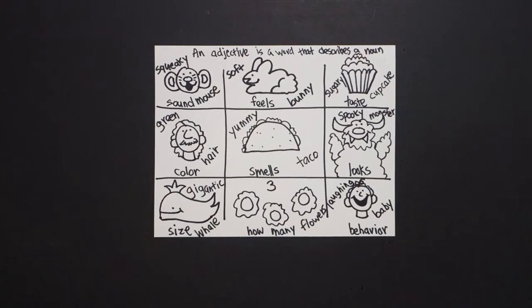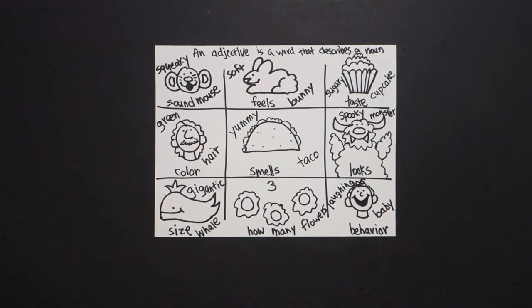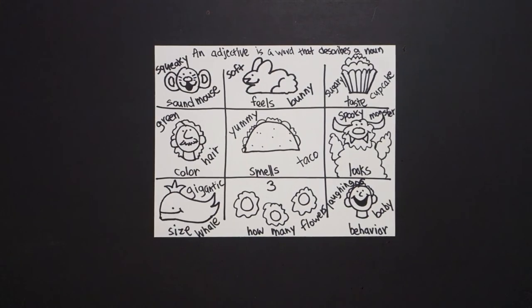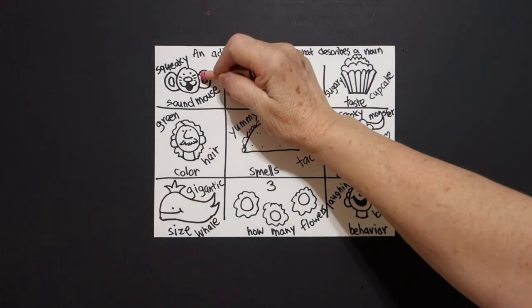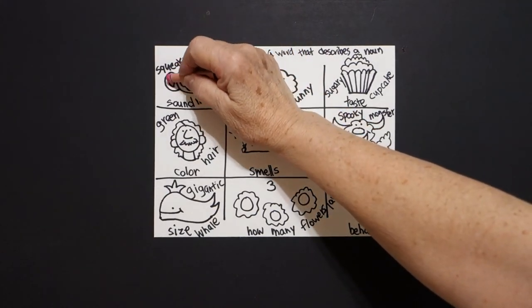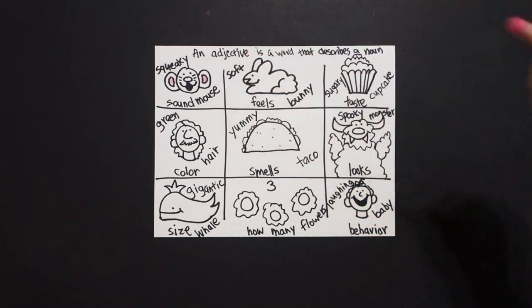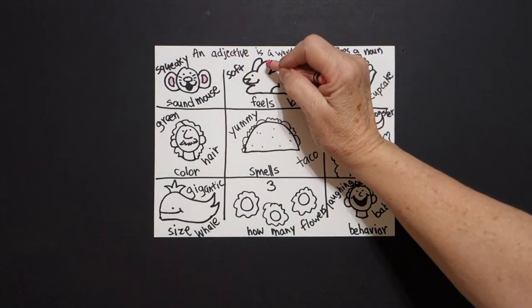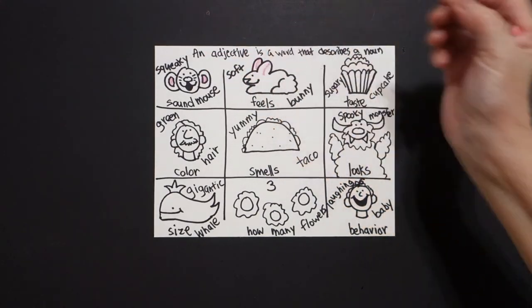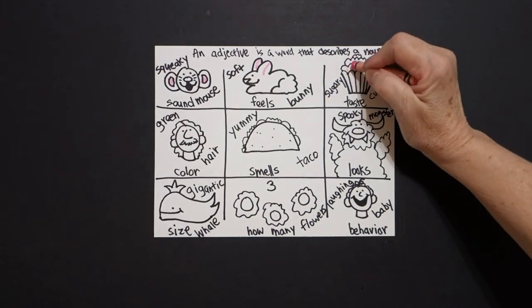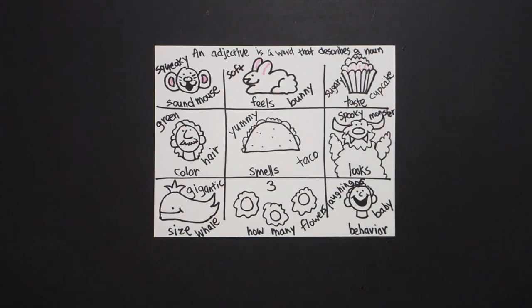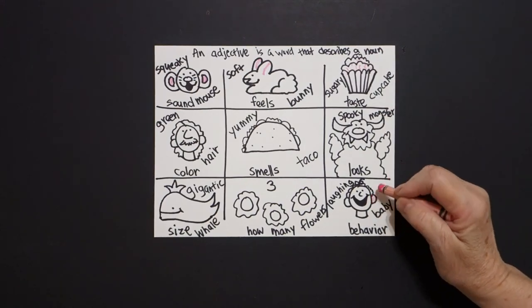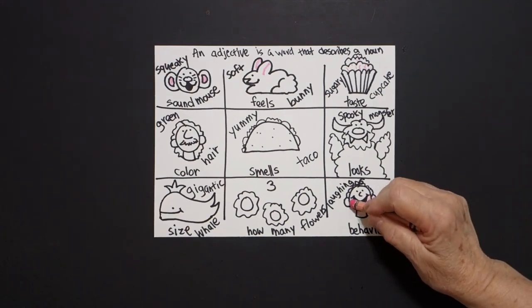Let's see how we're going to color these in. Okay, we've talked about this before. When you have a chart, you don't really want to color a lot of it because you want to make sure you can still read it. So I'm just going to color the inside parts of that mouse pink, my bunny pink. I'm going to add some pink sprinkles on my sugary cupcake. And I'm going to come all the way down and color in this laughing baby pink.